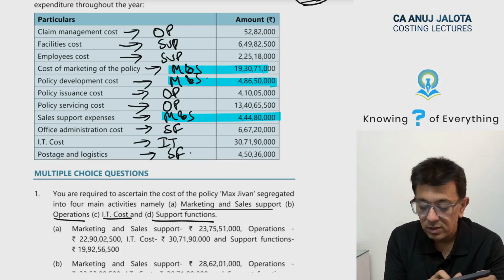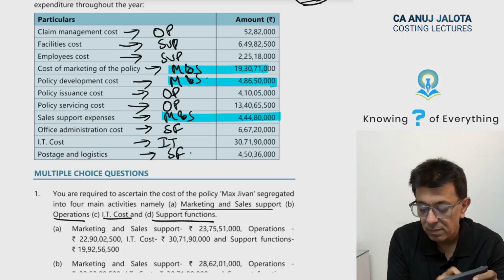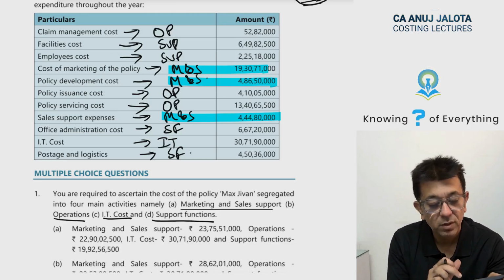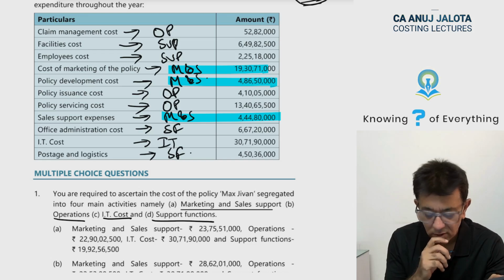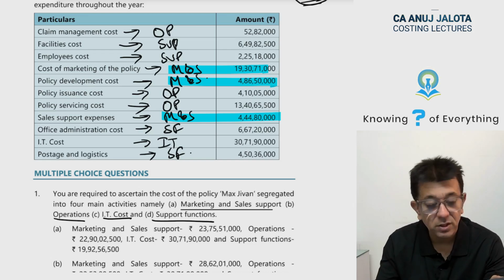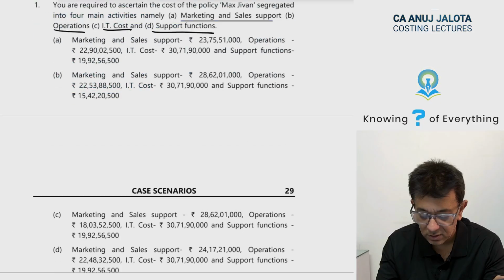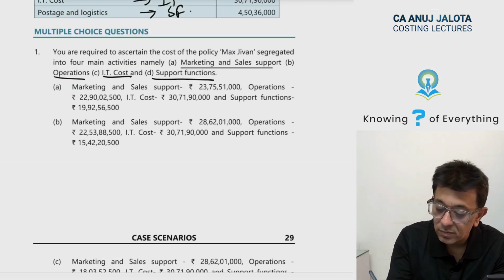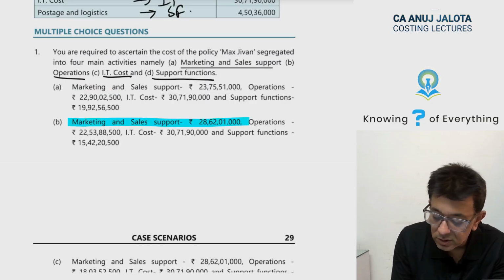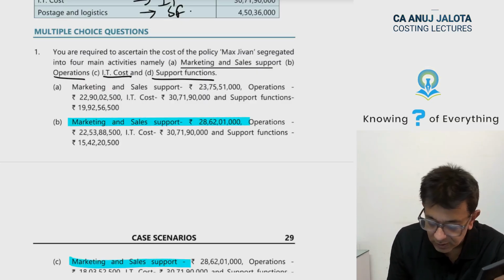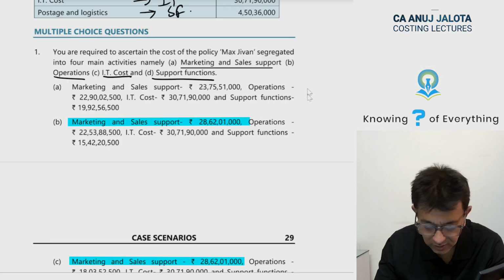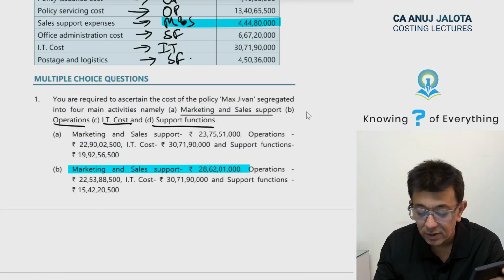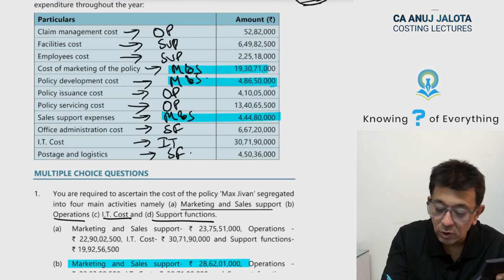1930 71,000 plus 486 50,000 plus 444 80,000. So it is 28,62,000. So I guess it could be either this answer, okay, because this is the answer for this, or it could be this particular answer. In the other two cases, the marketing and sales figures are different. Okay, then further, I'll go for operations.